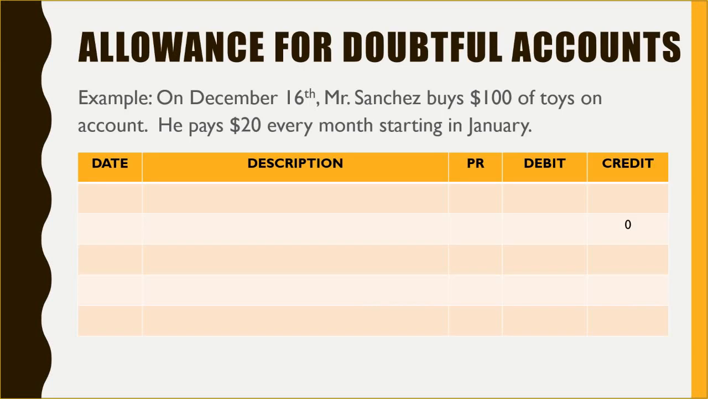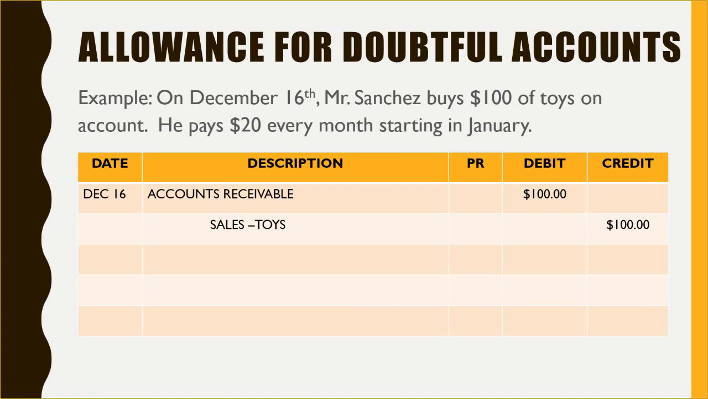Okay, if on December 16, Mr. Sanchez buys $100 worth of toys, okay, on an account, and he pays $20 every month starting in January. Okay, so let's go ahead and record the first one, which is the actual sales itself. So we sold to him on December 16. He walked away with the $100 worth of toys, and we placed it on an account. So we got accounts receivable, and it was for $100.